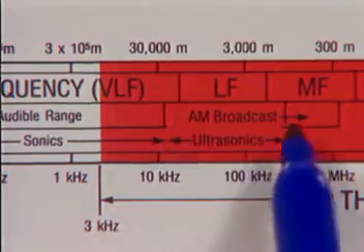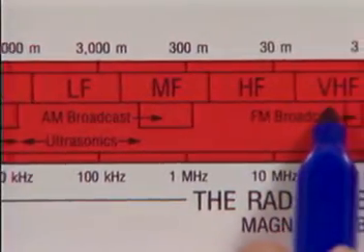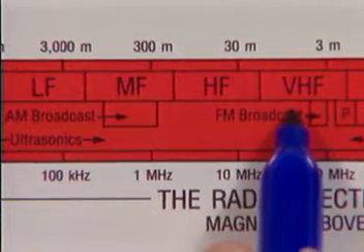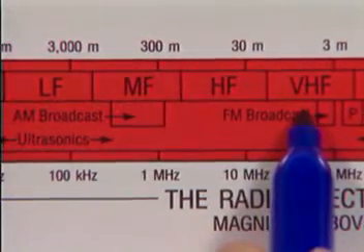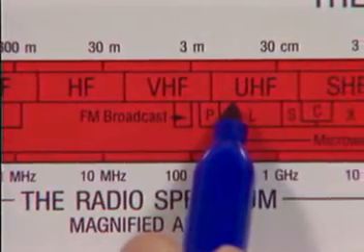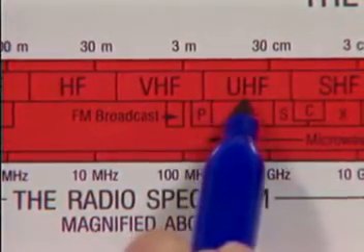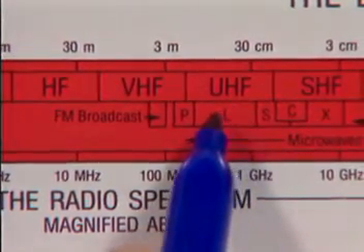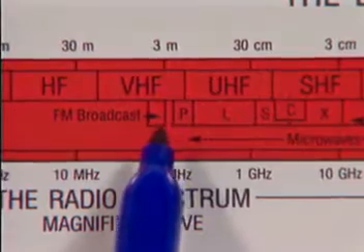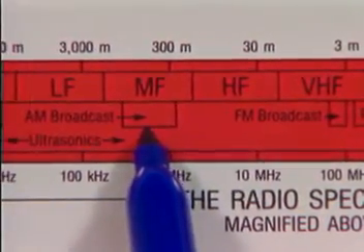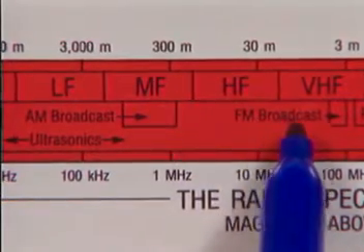Moving further along the spectrum, you come to higher frequencies used for television and radio. VHF, or very high frequencies, are those in the range of 30 megahertz to 300 megahertz, while UHF, or ultra-high frequencies, are those in the range of 300 megahertz to 3 gigahertz. Notice, too, that higher frequencies are used to transmit radio waves. Within these ranges are AM and FM radio.